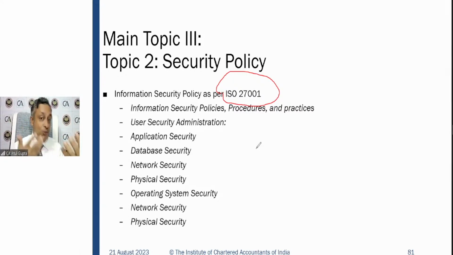In fact, this is also a practice opportunity. Once you become chartered accountants and your core area of practice is systems, then this is a very good area to work in. These are called ISMS, Information Security Management System standards.